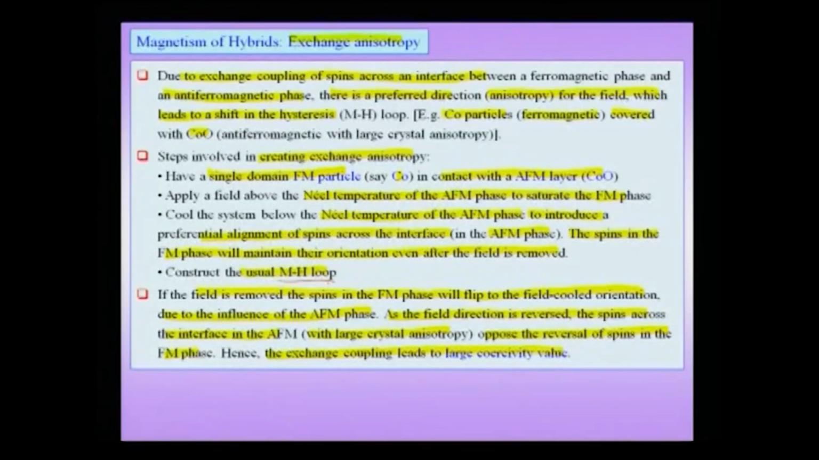They are coupled to the spins across the interface, and therefore, it is as if those spins are holding them in an upward direction. That means that I have to apply an even larger field to actually cause this reversal of spins in the ferromagnetic layer, which implies that my coercivity value is going to be high. So, this is the case of what you might call the exchange anisotropy.